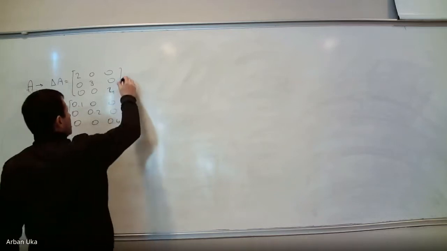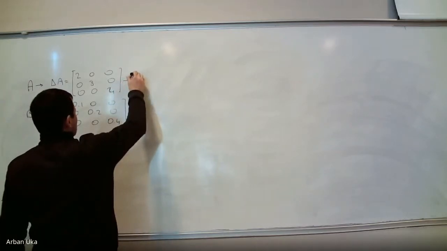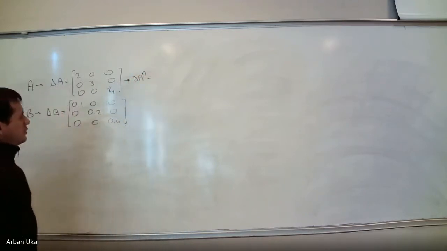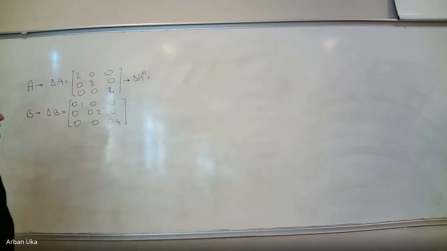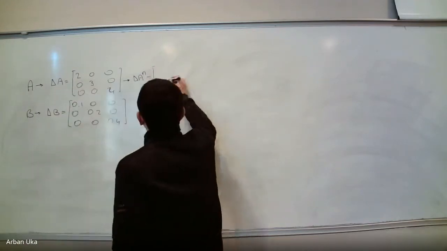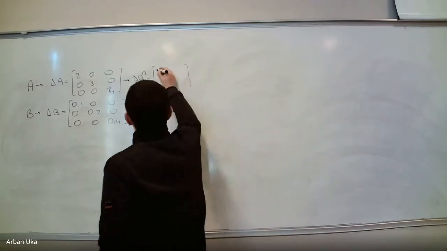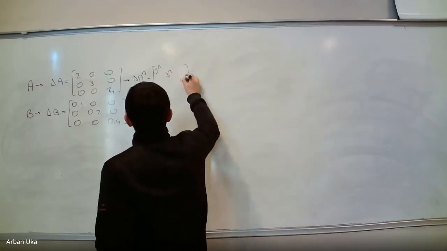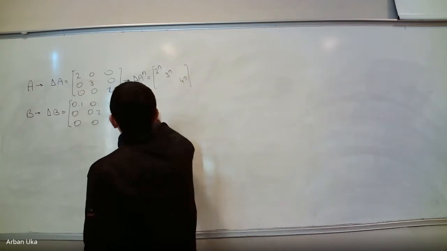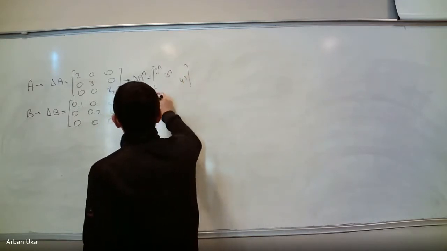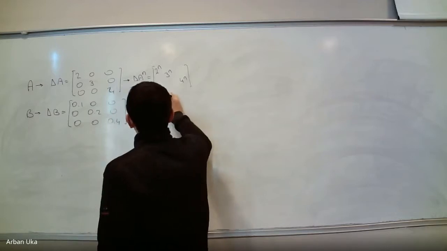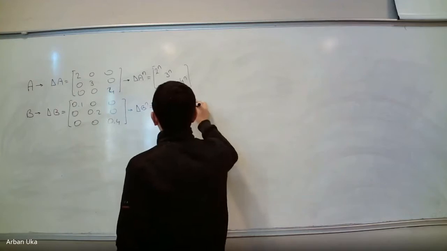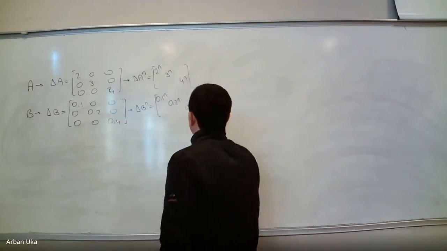So what happens if we take dA to the power n? We obtain a matrix where the diagonal terms are 2 to the power n, 3 to the power n, and 4 to the power n. Meanwhile, dB to the power n has 0.1 to the power n, 0.2 to the power n, and 0.4 to the power n.